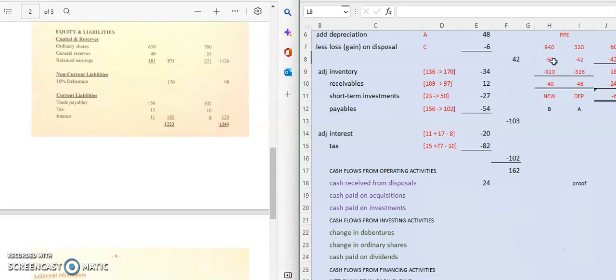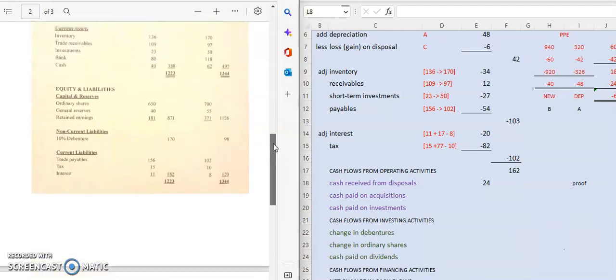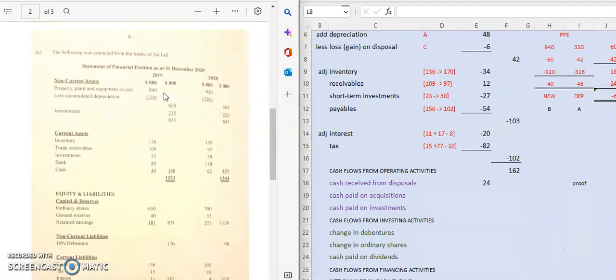All right, so back to my PPE. It says I started at 940, right? And I ended at 920. Now I know that I got rid of an asset worth 60, so 940 minus 60. If I take that away, do I get 920? No. So that means that I also spent some money. So I would have spent $40,000. All right, so therefore, got that in there.